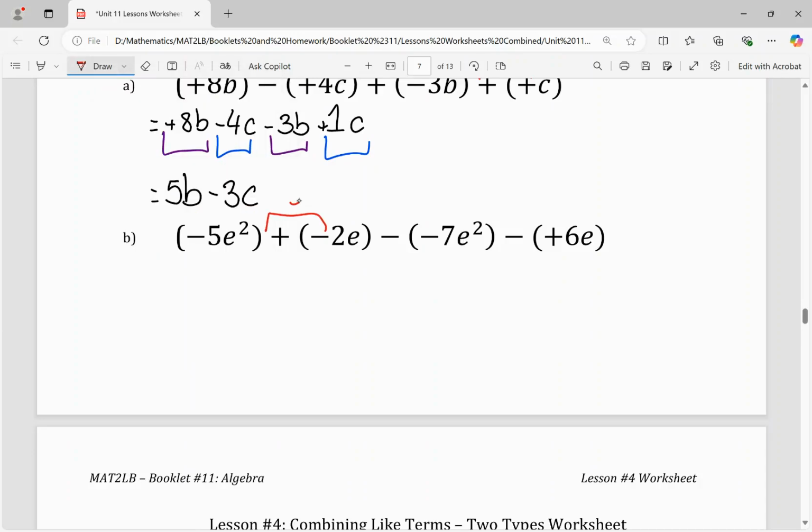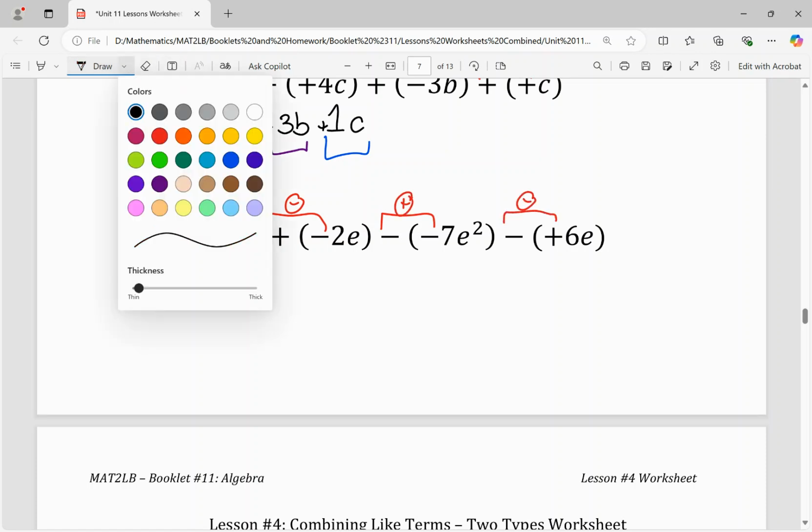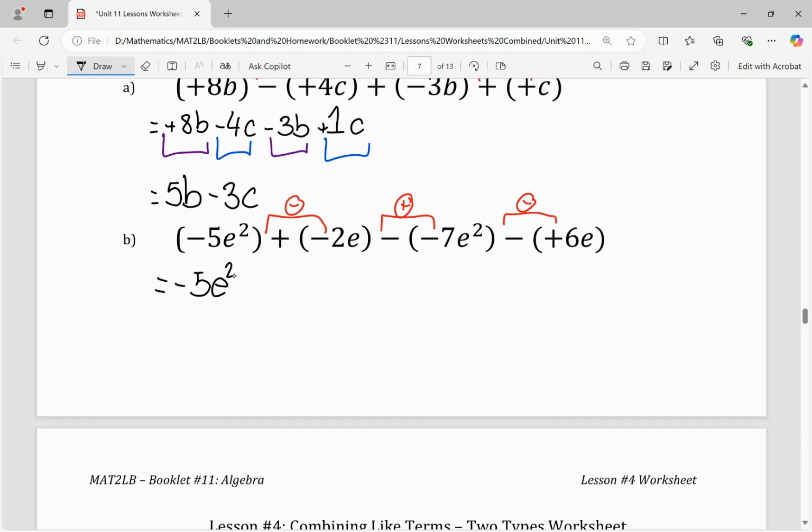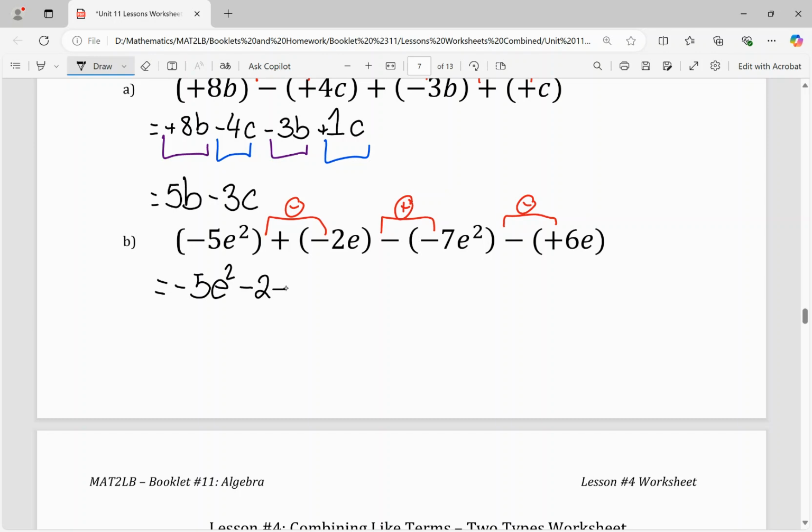Final example. Again, we start off by combining the positive and negative to make a negative, the two negatives to make a positive, and the positive and negative to make a negative. So this is like writing negative 5e squared minus 2e plus 7e plus 7e squared, minus 6e.